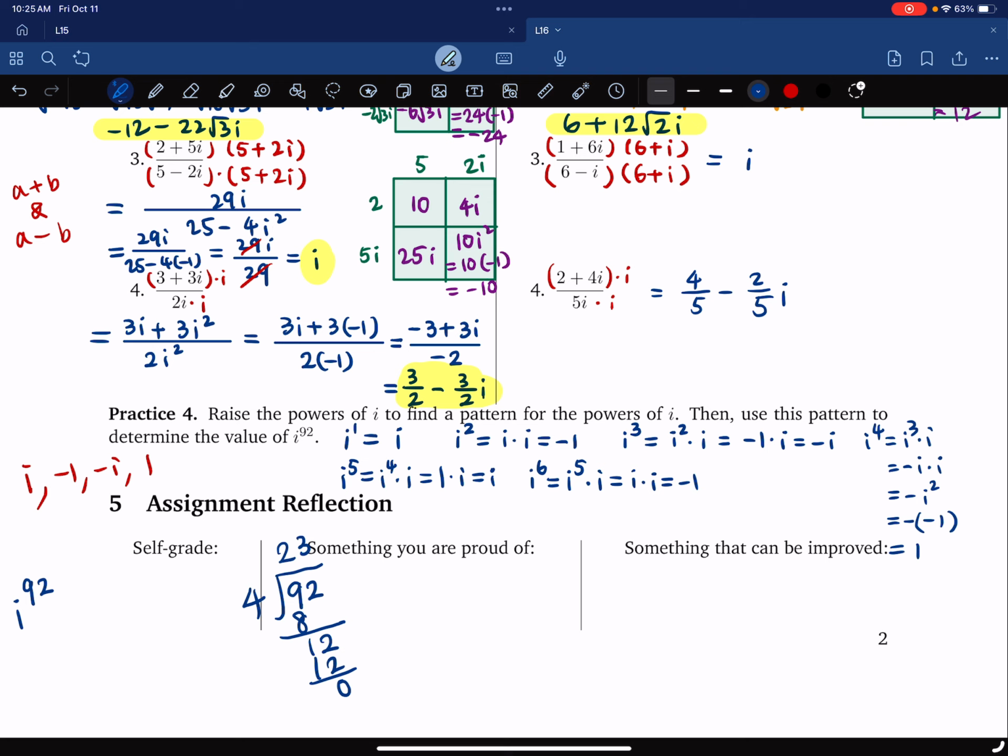Or you could use your calculator, you get 23. There's no remainder. The remainder will tell you specifically which part of the cycle is the answer. And we got 0, which means it will be at the very end of the cycle. It went through 23 full cycles by raising i to the 92nd power. So what is the value of the end of our cycle? It's this number right here, which is 1. So that's how you know i to the 92nd is 1.